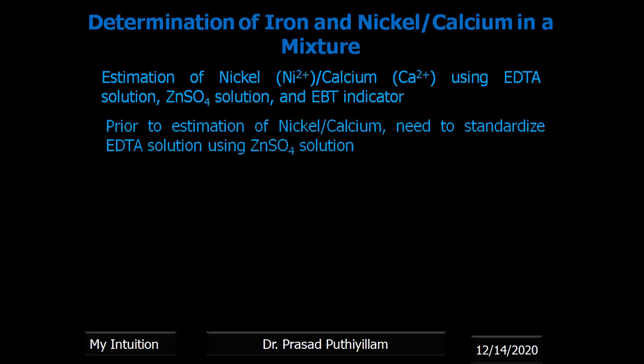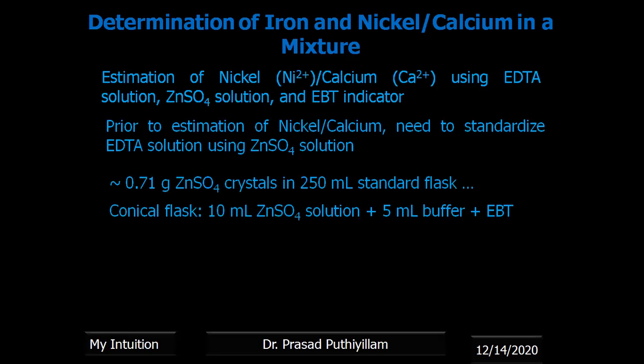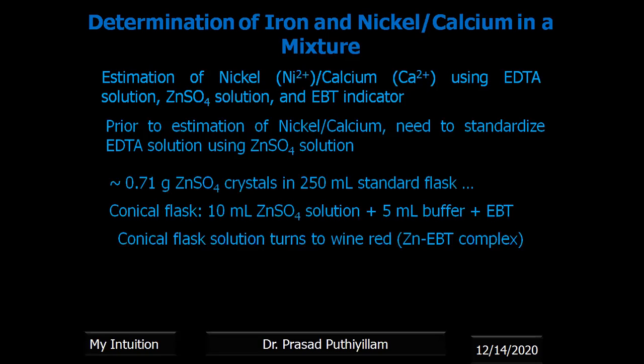Prior to the estimation of nickel and calcium, we need to standardize the EDTA solution that we prepared, that is the disodium salt of EDTA. It is standardized using zinc sulfate solution. Approximately 0.71 gram of zinc sulfate crystal is prepared in a 250 ml standard flask. The remaining water is added, made up to the mark, and shaken well for uniform concentration. In a conical flask, we pipette 10 ml of the prepared zinc sulfate solution, 5 ml buffer is added, and indicator is also added. So here we have zinc ions. Zinc ions will combine with EBT and be converted to wine red color. Therefore the flask immediately changes to wine red color.